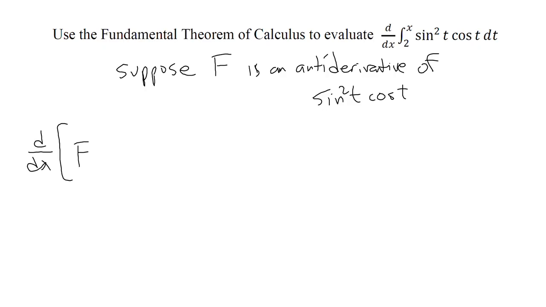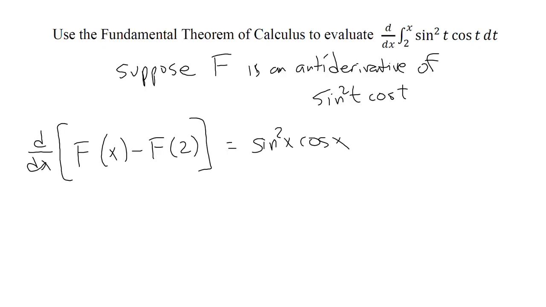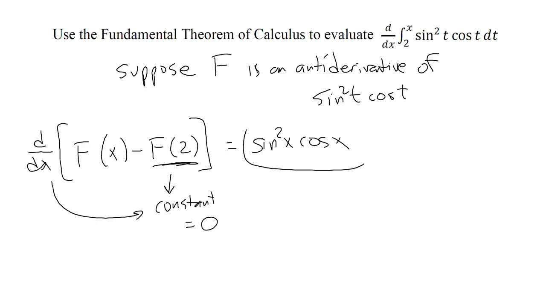Well, that antiderivative is just capital F, so it's the derivative with respect to x of capital F of x minus capital F of 2. The derivative of capital F of x is just our original function evaluated at x, so sine squared x cosine x. And the derivative of any function evaluated at 2 is just 0, because it's a constant, and the derivative of a constant is 0. So our answer should just be sine squared x times the cosine of x.